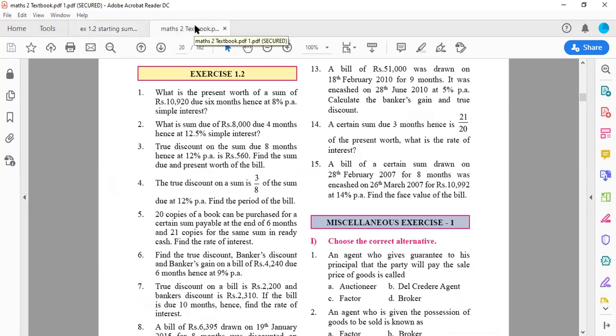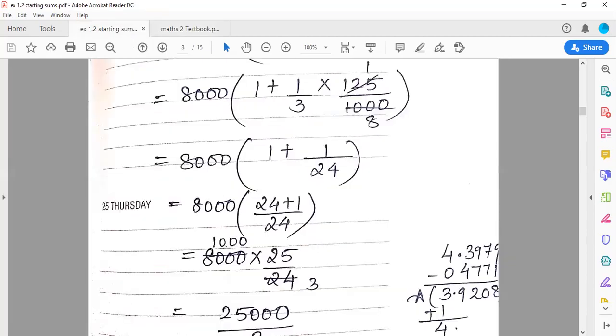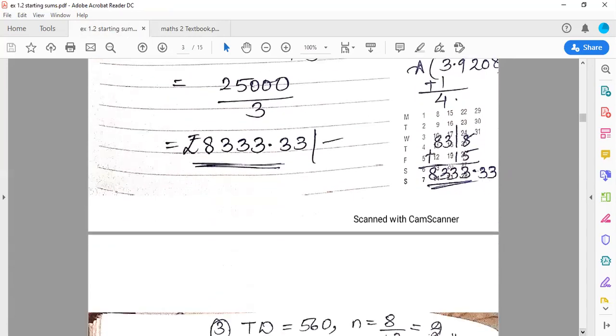All right. Moving forward with sum number 3. The true discount on the sum due 8 months hence at 12% per annum is 560. Find the sum due and present worth of the bill. So students, in this sum, TD is given, you have to find both SD and PW. Both the values are missing. So how do we do the sum? Pay attention.